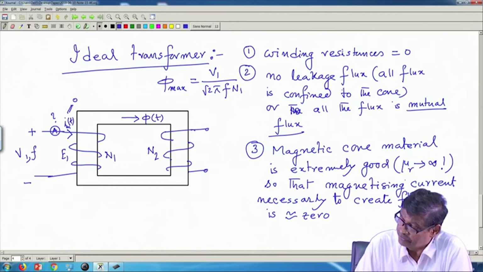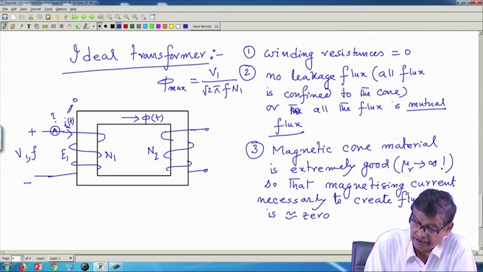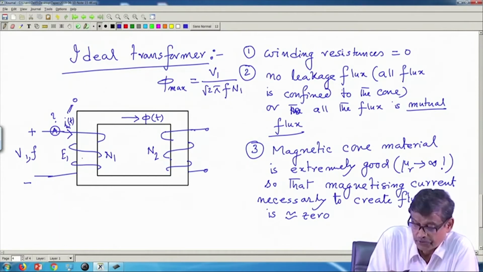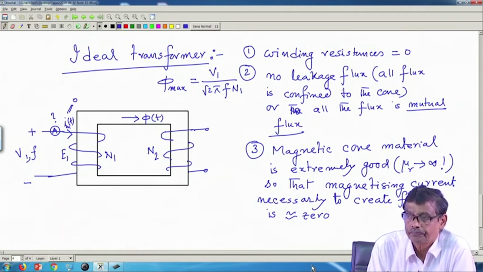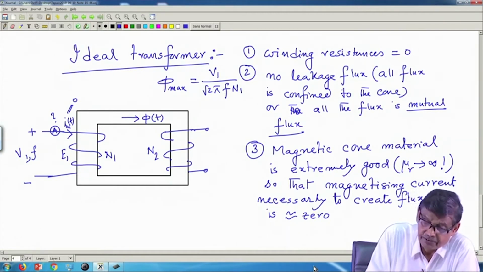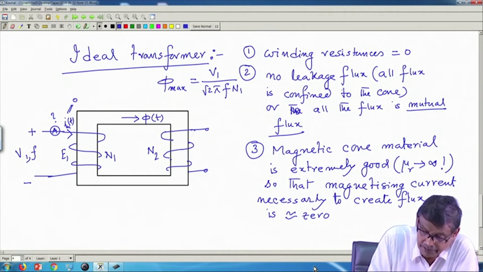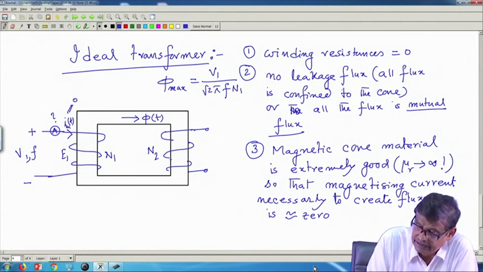So, what is mutual flux? That is what I have to tell you. Mutual flux is the flux which is common to both N1 and N2 turns. So, mutual flux will be the flux which is confined to the core. Therefore, same flux will be linking both the primary coil, this I will call now primary, and in this coil no source is connected.